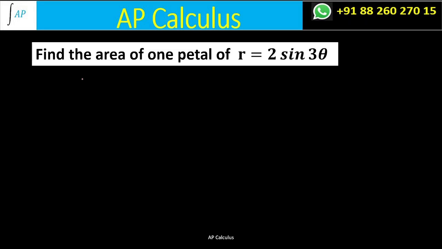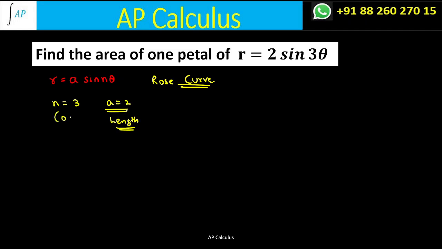First of all, r equals a sine of n theta is called a rose curve. Here n is 3 and a is 2. A indicates the length of the petal, and n is 3, which is odd. When n is odd, the number of petals is the same as n, so the number of petals will be 3. If it is even, then the number of petals will be double that.